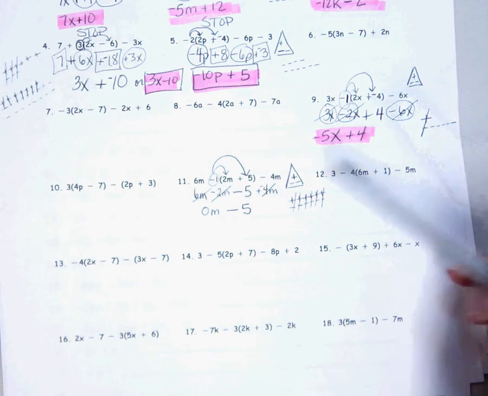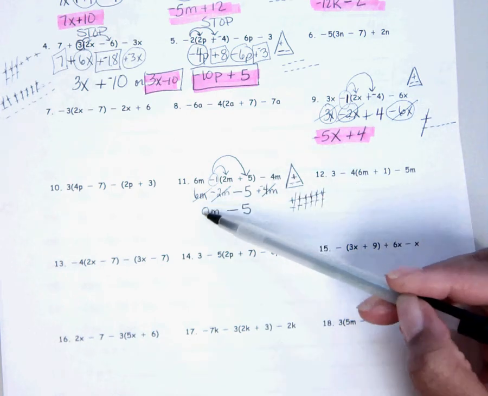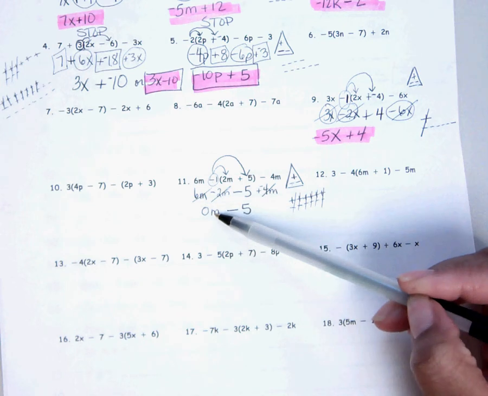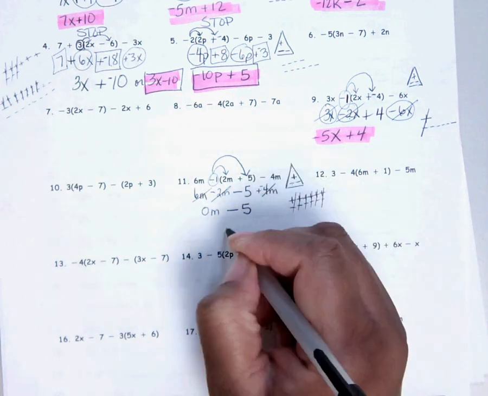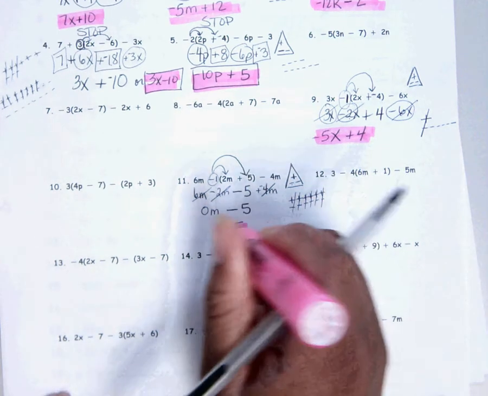Now, we know that a number next to a letter is multiplication. So what is 0 times anything? It's 0. So you don't have to write it at all. The answer to that problem is just negative 5.